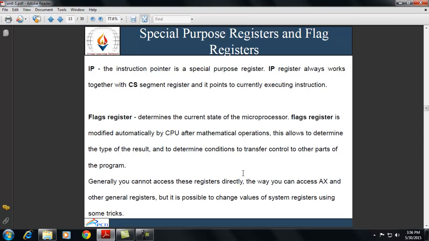Generally, we cannot access these registers directly. One can access AX and other general registers, but it is possible to change the values of system registers using some tricks only.